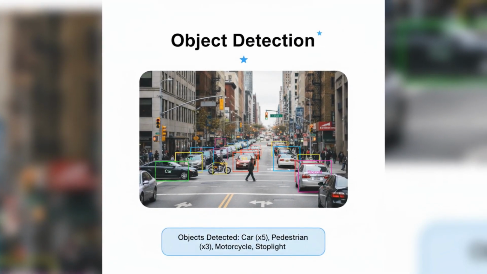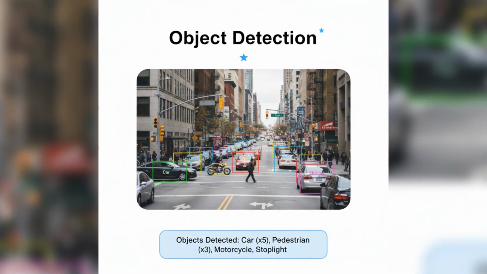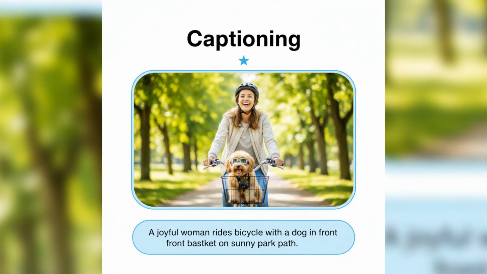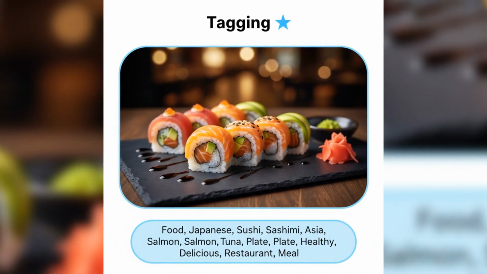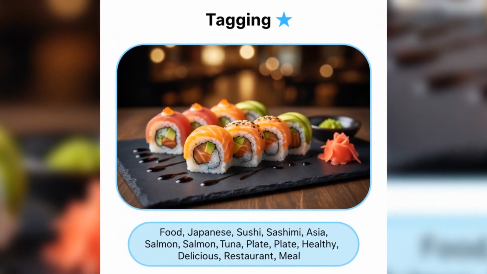Object detection, pinpointing and bounding specific objects present in the visual field. Captioning, generating complete, natural language sentences that describe the image. Tagging, creating a descriptive, keyword-based index for the image.